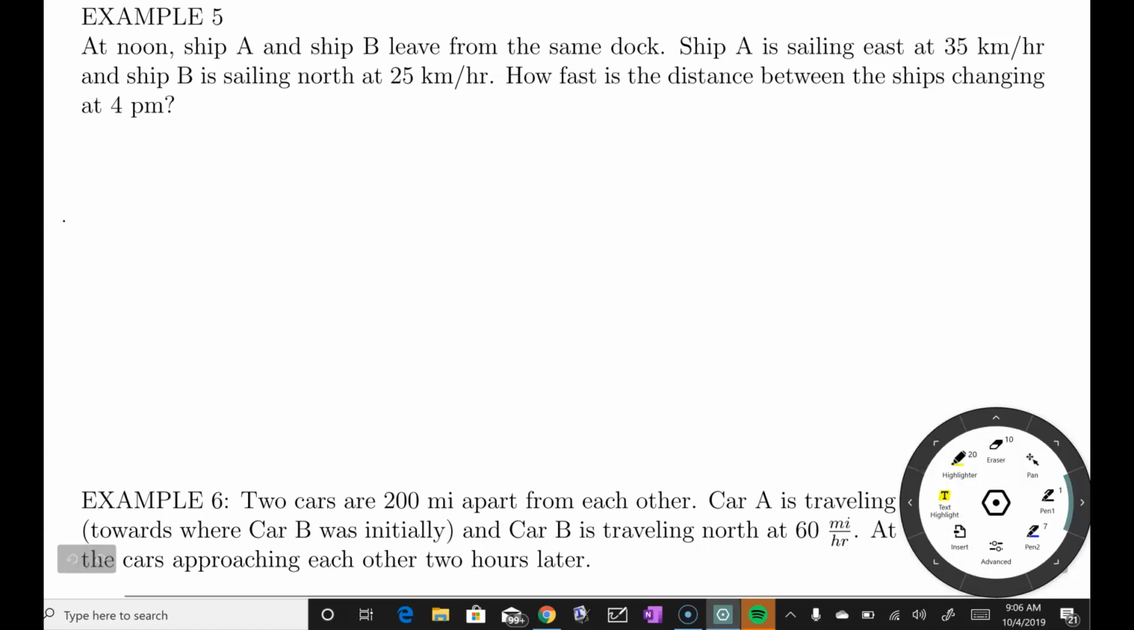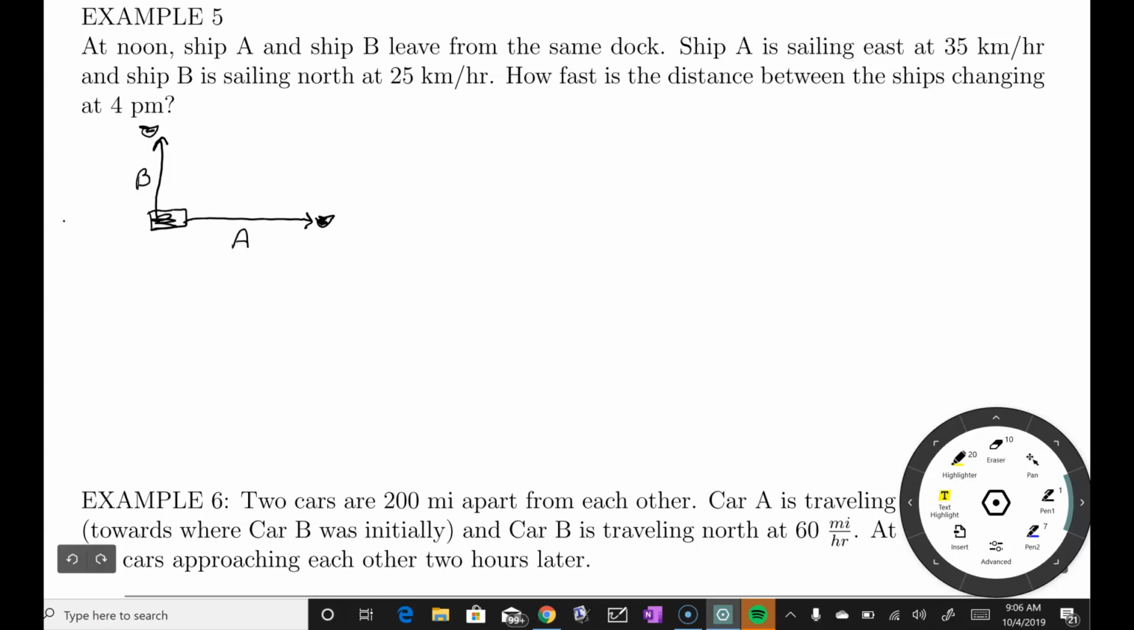All right, I have ship A and B leaving from the same dock. So ship A is sailing east at 35 kilometers per hour. Even though you might want to put the ship here, you want to label this side length as A. And then ship B is moving north at 25 kilometers per hour. So again, you want to label that side length as B.